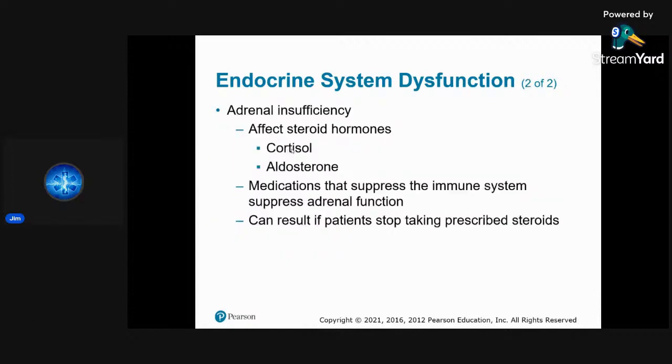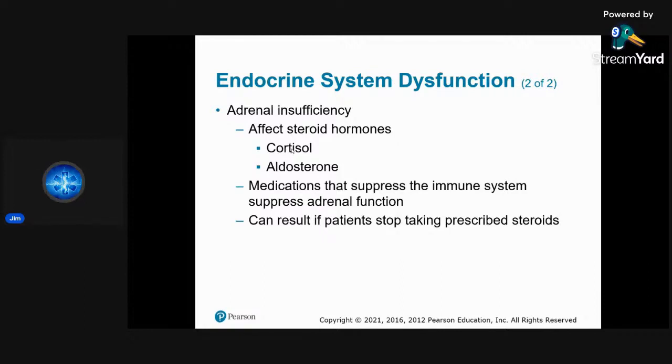Adrenal insufficiency affects steroids and hormones like cortisol and aldosterone. Medications can suppress the immune system, and can also suppress adrenal function. What kind of medications, you ask, would suppress the immune system, and why would we want to do that?